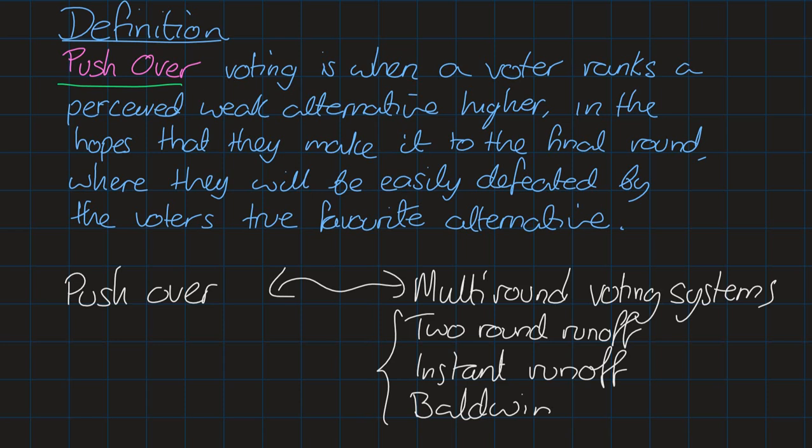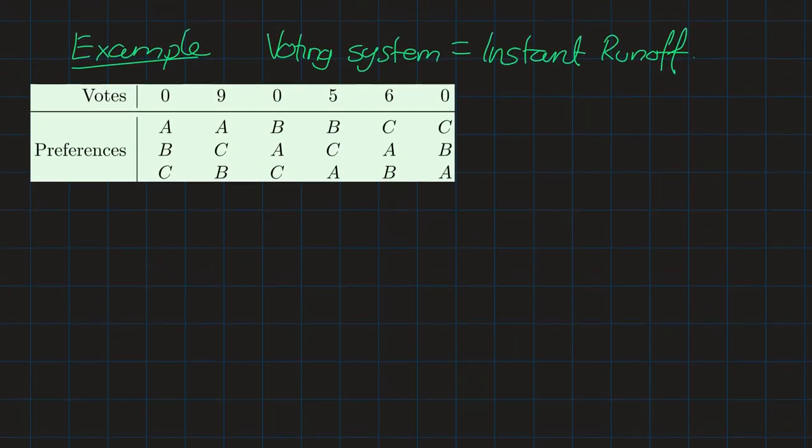Okay, so in pushover tactical voting, the idea is you want to prop up a weak alternative, like artificially support a weak alternative so that they make it to the final round, where your true favourite alternative can easily beat them in the final. Okay, let's do an example to see what's going on. Here's some voting profile, and the voting system is the instant runoff. The first thing I want to know is what's the social ranking under the instant runoff. Well, let's apply the instant runoff voting system.